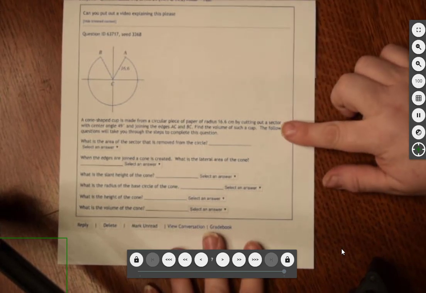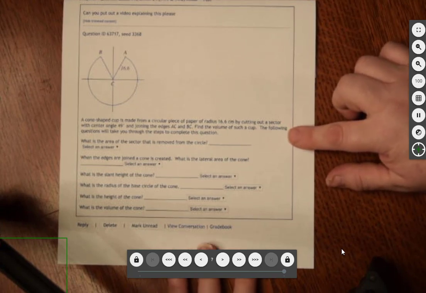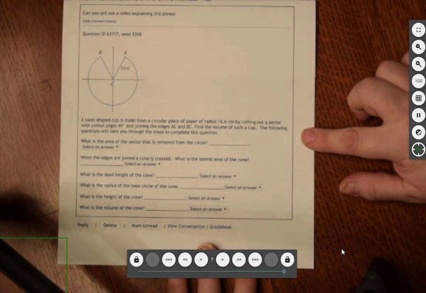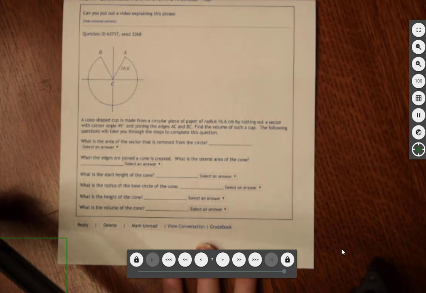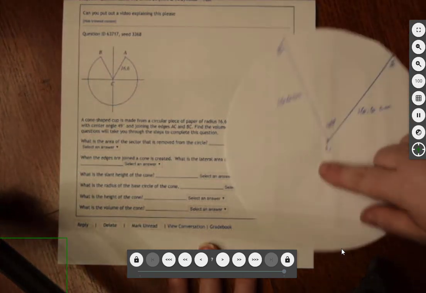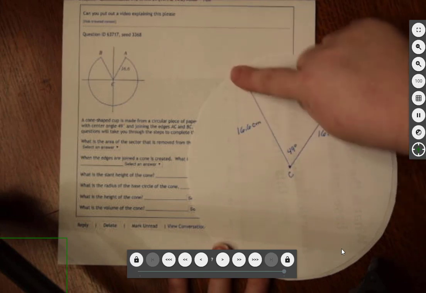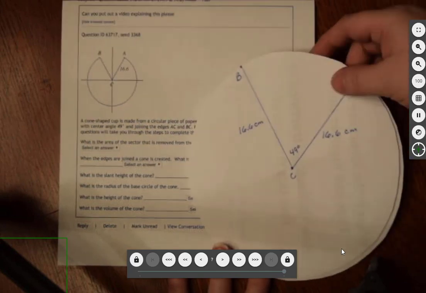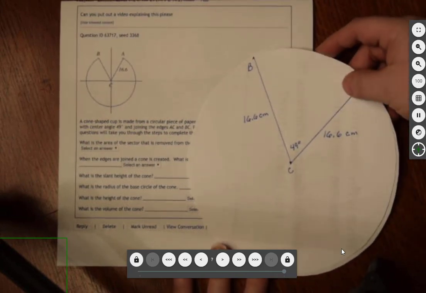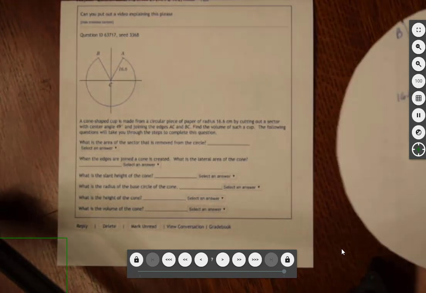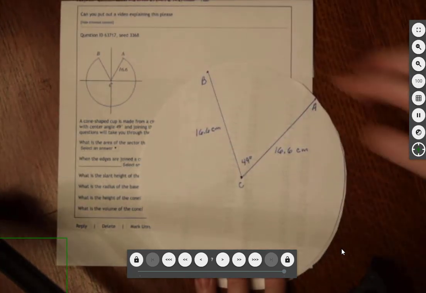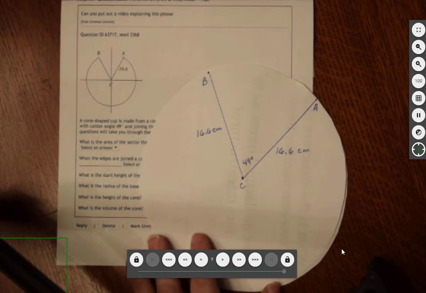Someone asked if I would do this problem. It's the one where a cone-shaped cup is made from a circular piece of paper of radius 16.6 centimeters by cutting out a sector. So the center of the circle, the central angle is 49 degrees, the radius is 16.6 centimeters, and what we're going to do is cut out this sector.